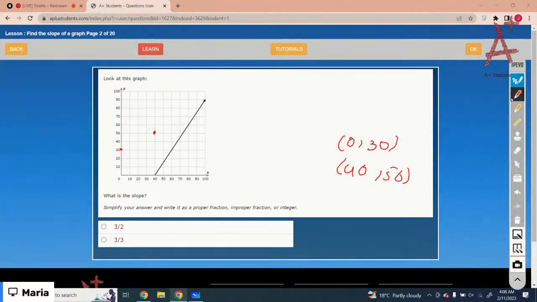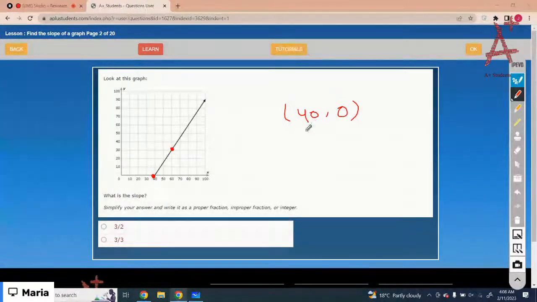Okay, the first one is this one. Here you have x is 40 and y is 0. Got it? Then you can select any point like this one. It would be x is 60 and y is 30. Just use these 2 points and calculate the slope: 40, 0 and 60, 30.